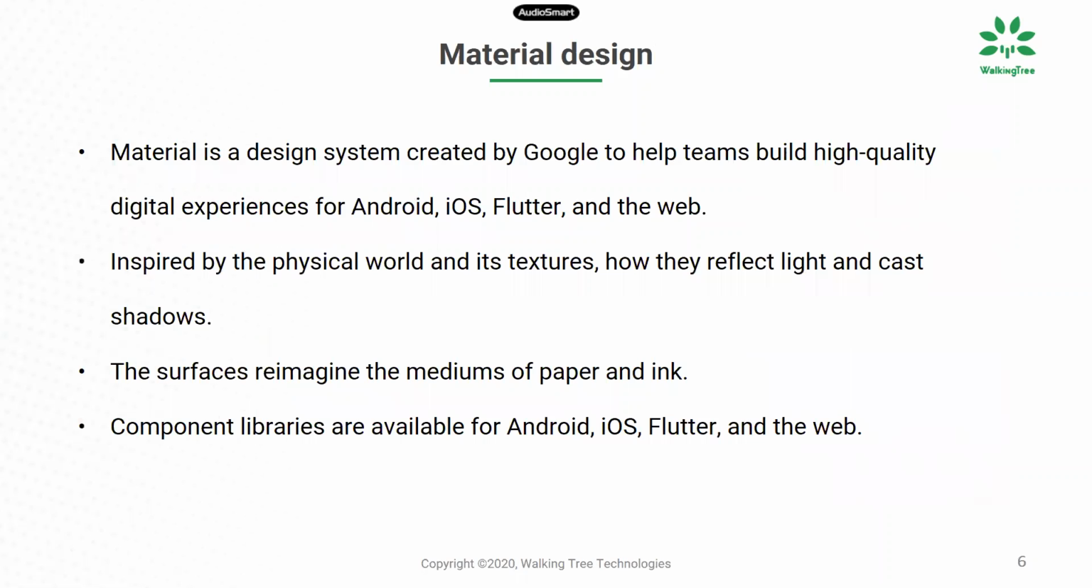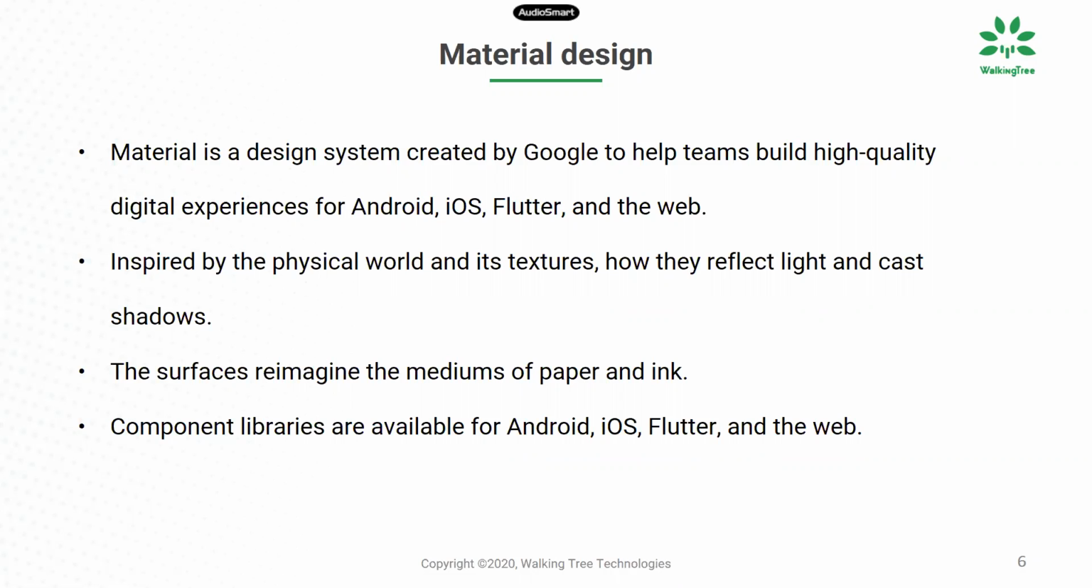So for this theming, Google has come up with a material design system. So this is basically a design system which sets up a standardized, high quality digital experience across different technologies and platforms. So whether be it Android, iOS, Flutter, or the different web technologies, Material is a standardized way of defining the components and how your UI is going to look.